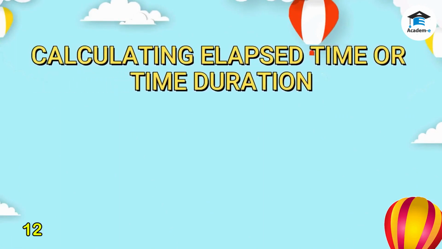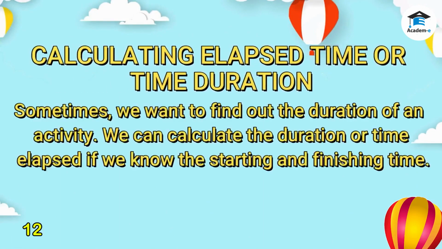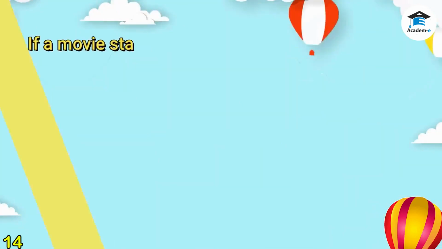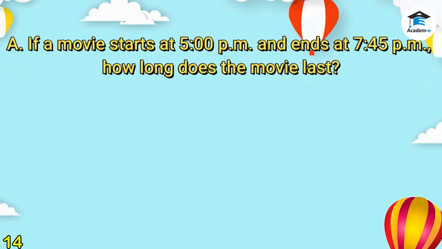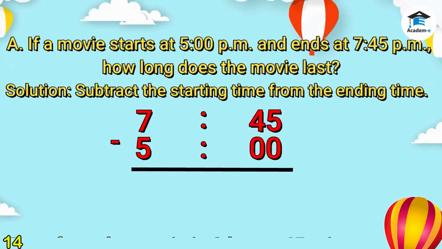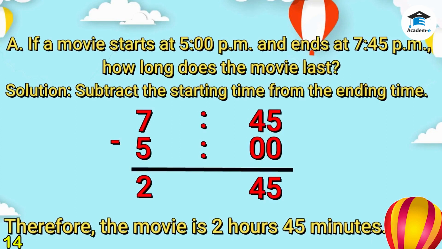Calculating elapsed time or time duration. Sometimes, we want to find out the duration of an activity. We can calculate the duration or time elapsed if we know the starting and finishing time. Let's study the following examples. Example A, if a movie starts at 5 p.m. and ends at 7:45 p.m., how long does the movie last? To solve, subtract the starting time from the ending time. That is, 7:45 p.m. minus 5 o'clock p.m. Therefore, the movie is 2 hours 45 minutes.